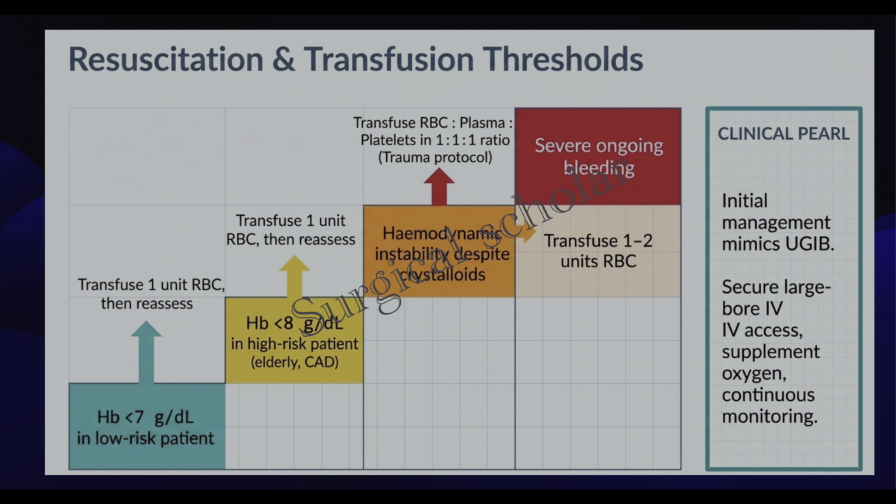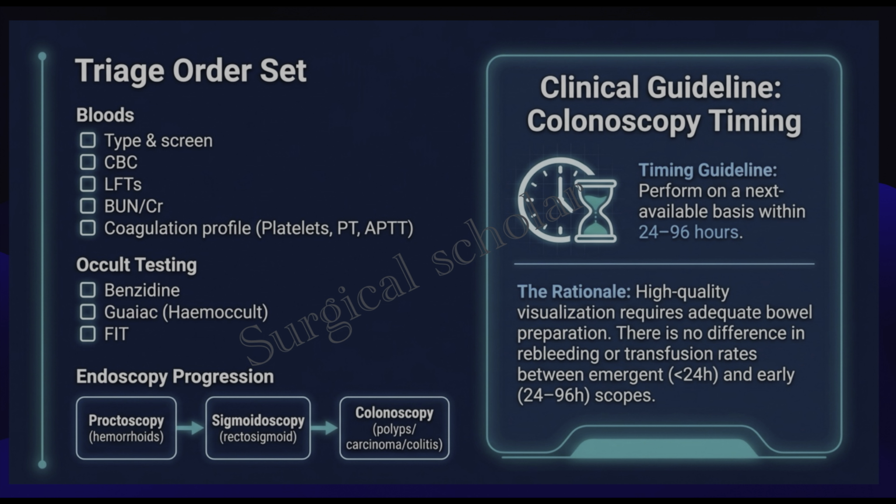The initial management is similar to upper gastrointestinal bleed. Large IV bore should be secured, oxygen should be supplemented and monitoring needs to be done. The diagnostic triage order set: we look at blood, occult blood testing and endoscopy.